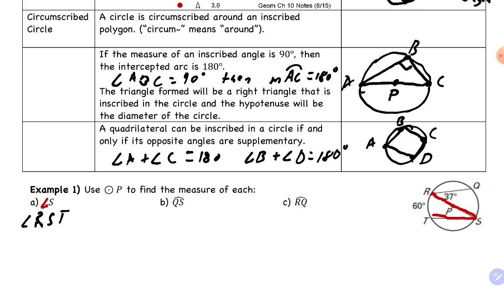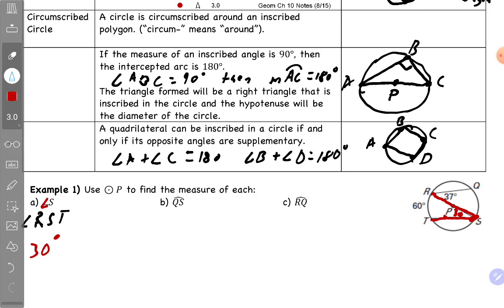So we're looking at that one. Remember, this is an inscribed angle because the vertex S is on the circle. Okay, and it's equal to half its arc, so 30 degrees. Half of 60 is 30. Arc QS.